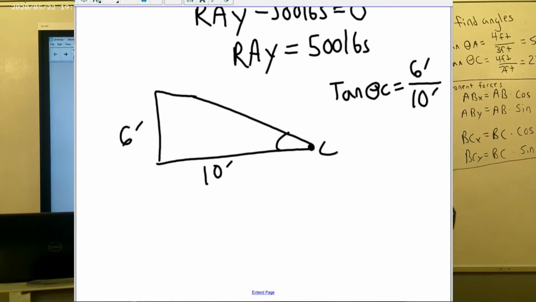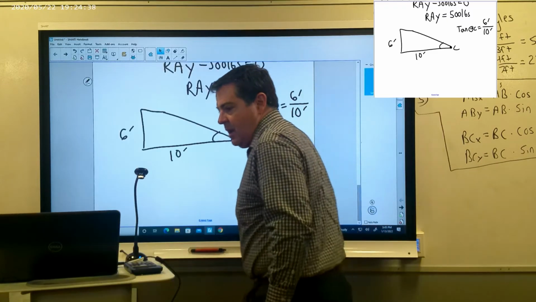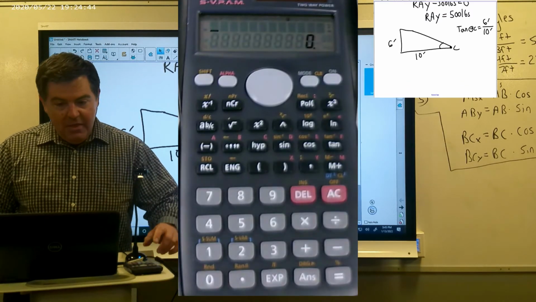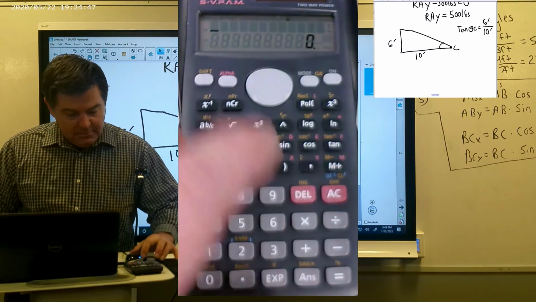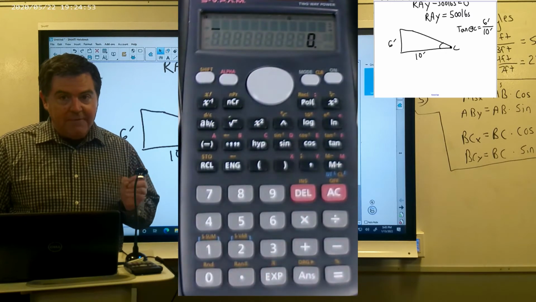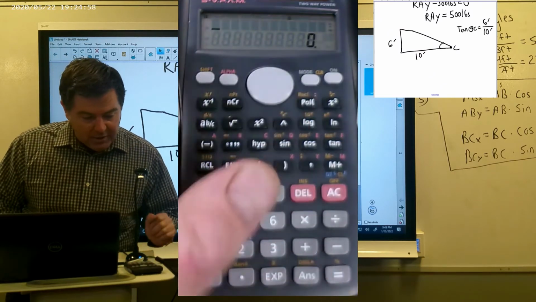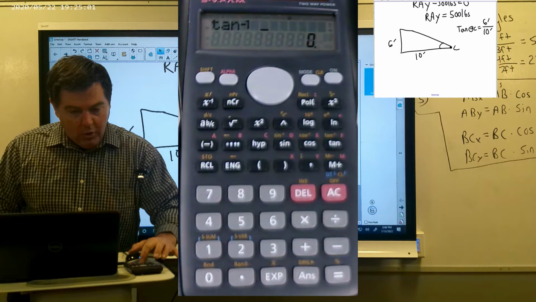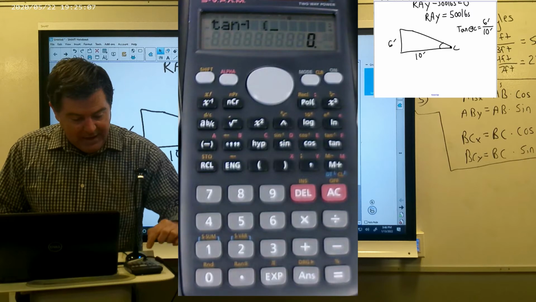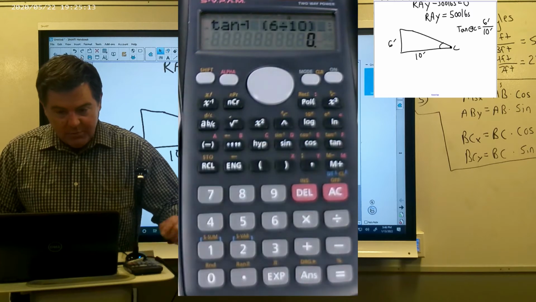And I want to show you how we would plug this into a calculator. We want to be careful with parentheses to get this right. So when we plug this into our calculator, we are going to hit the shift button. That's going to get us to our inverse tangent. We use inverse tangent when we want to find an angle. So hit the shift button, followed by our tangent button. Then we're going to open up a set of parentheses, and we are going to put in 6 divided by 10, and we'll go ahead and close out our parentheses and hit the equals button.